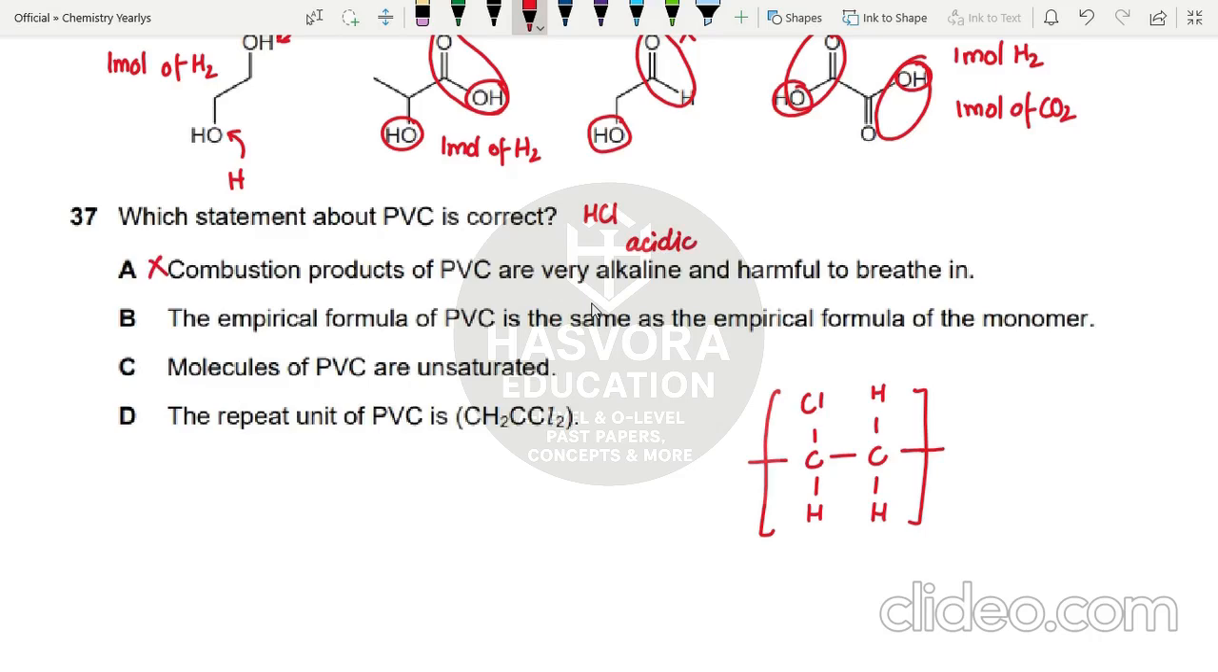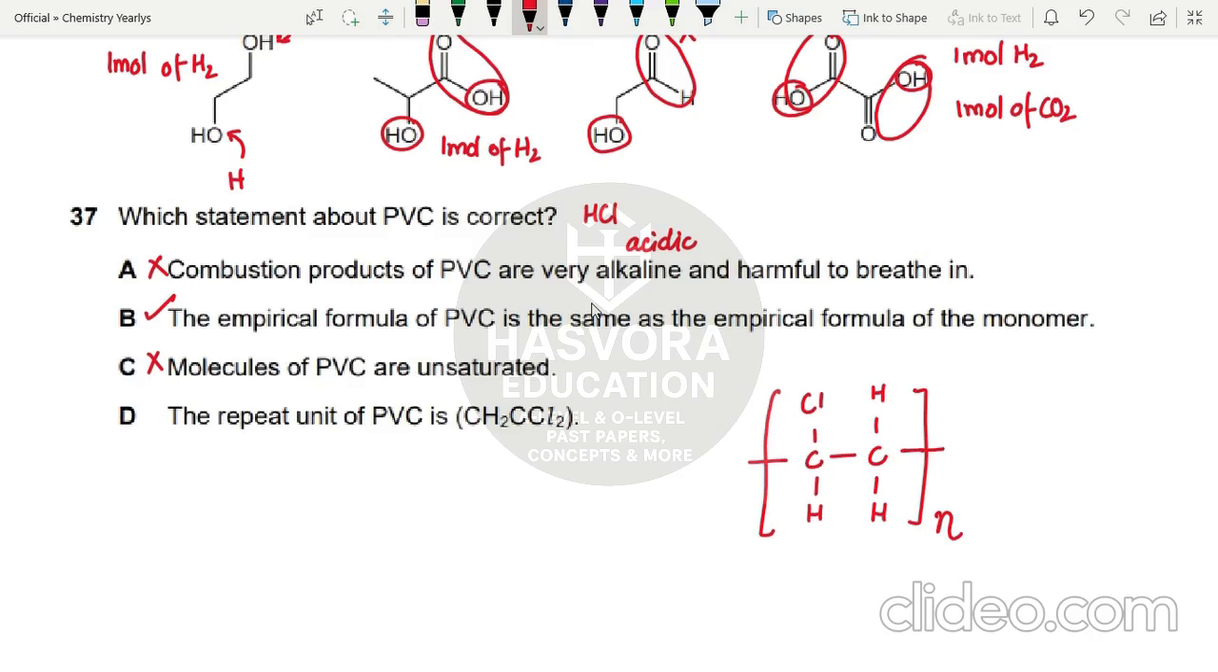The empirical formula of PVC is the same as the empirical formula of the monomer. This is correct because PVC is a polymer, so this n can be just divided by the number of molecules n, and this will give you the monomer. So this will be correct. Molecules of PVC are unsaturated. This is incorrect because it is a polymer. It contains no double bond. The monomer contains the double bond. So this will be incorrect.